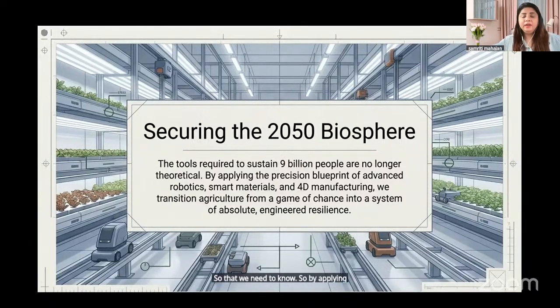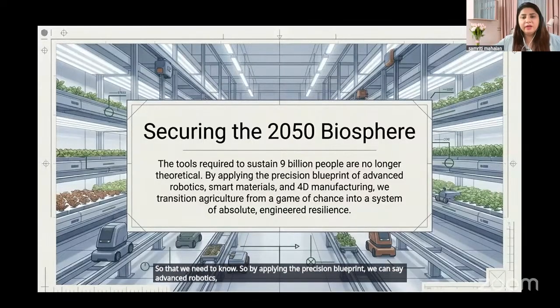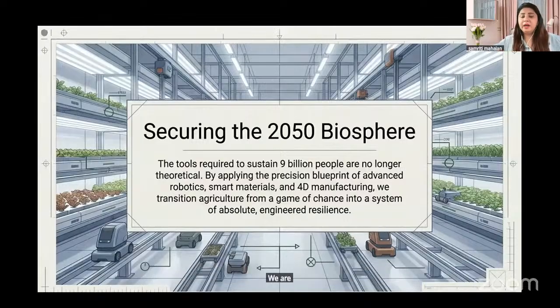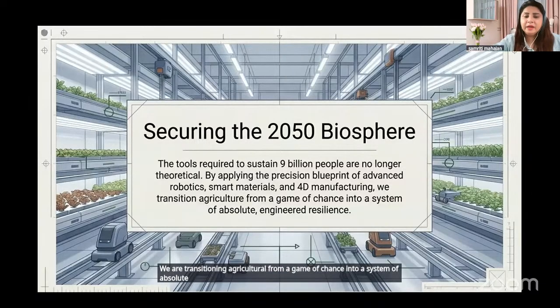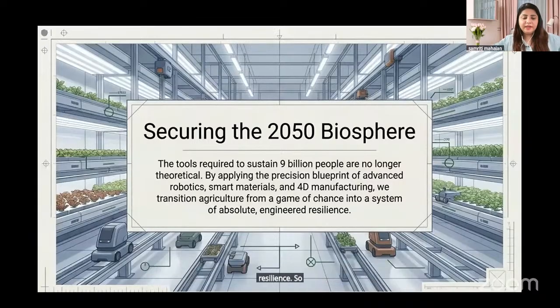So by applying the precision blueprint, with advanced robotics, smart materials, and 4D manufacturing, we are transitioning agriculture from a game of chance into a system of absolute engineered resilience. So the 2050 biosphere is something we are engineering right now. Every decision you make in the next 5 years contributes to what the future looks like.